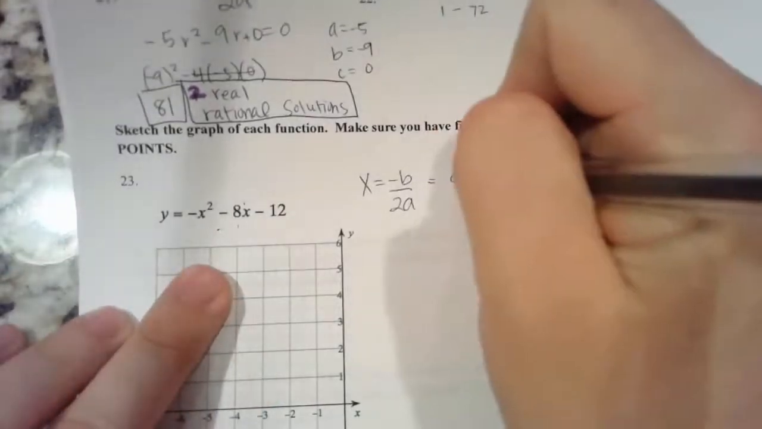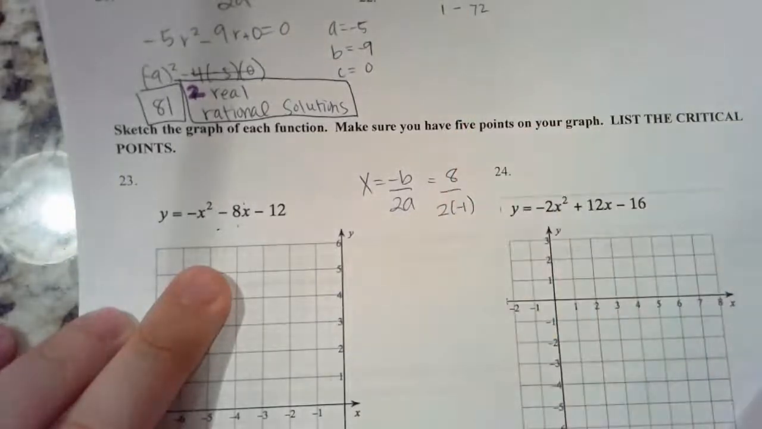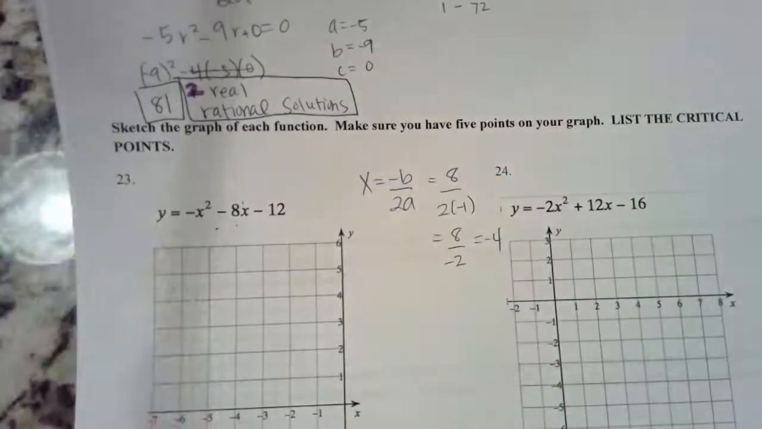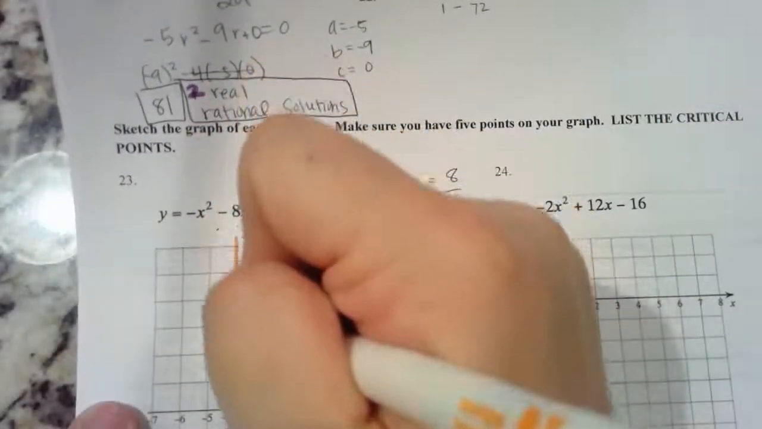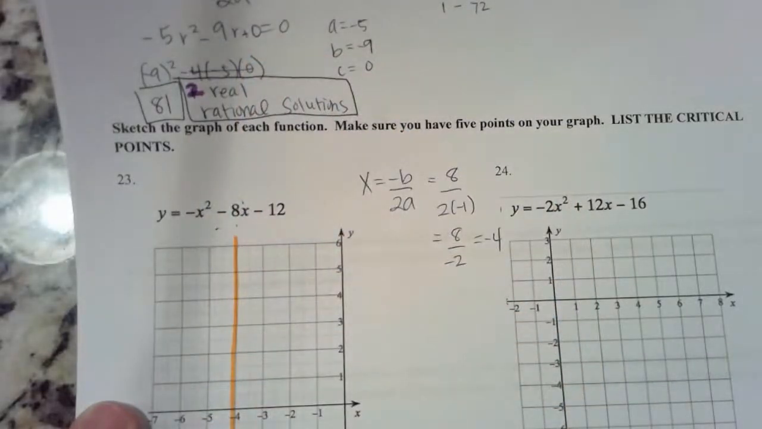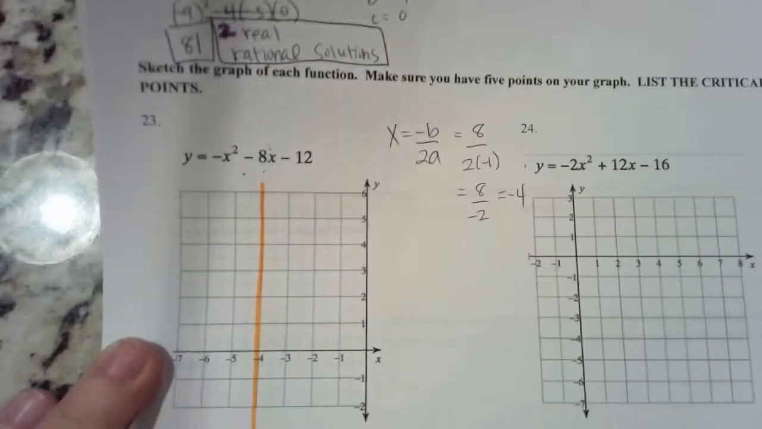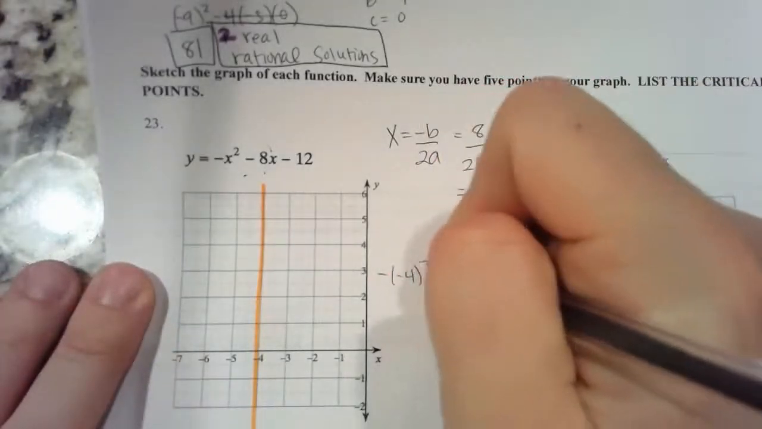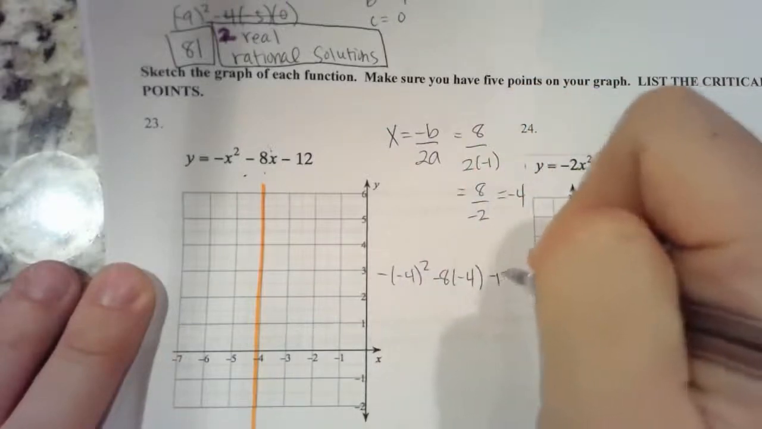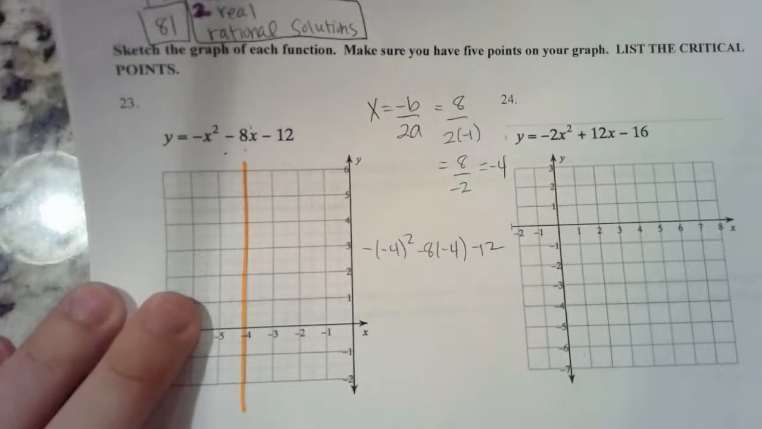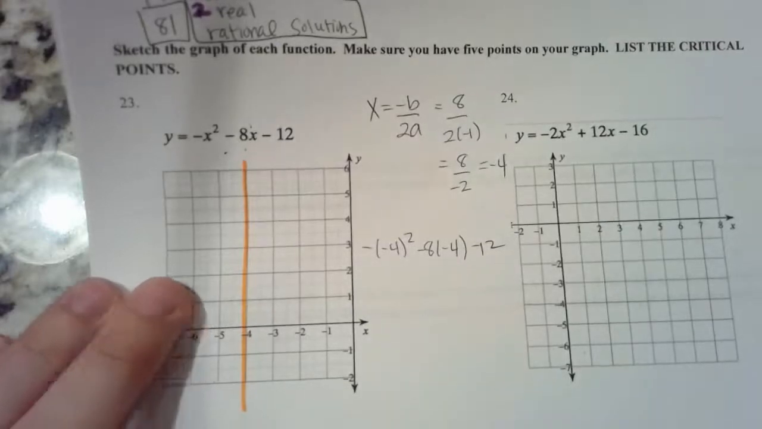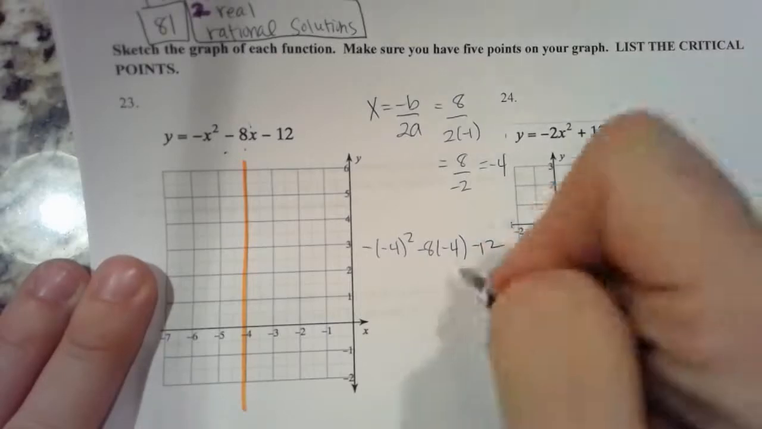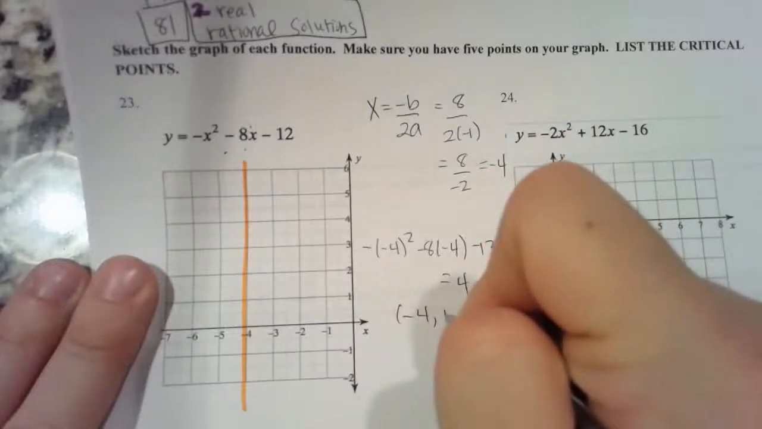So negative B over 2A would give you 8 over a negative 2, which would give you negative 4. So it's right here. Now somewhere along this line is the vertex. To find the vertex, you plug in negative 4 to all of your x values. And I did not bring a calculator home with me, so I'll just kind of do it off the bottom. You get 4. So your vertex is at negative 4, positive 4.